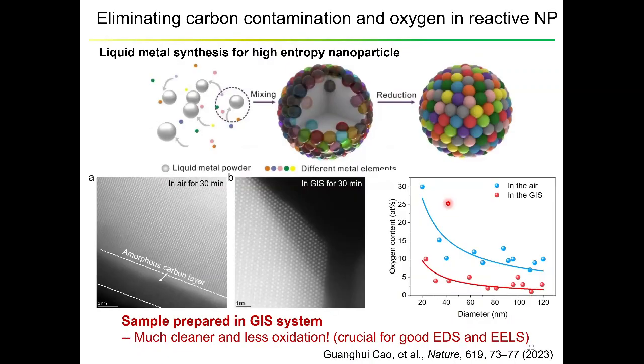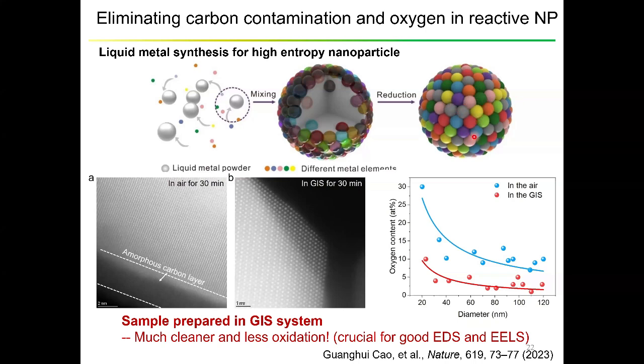And I want to show you the last two examples that are not 2D materials, but a lot of reactive nanomaterials can also work in our system. Like this is a collaborative work with the Fulace group in Wuhan University. Okay, so they synthesize a lot of reactive high entropy nanoparticles. These nanoparticles are so small, and the surfaces are very reactive.